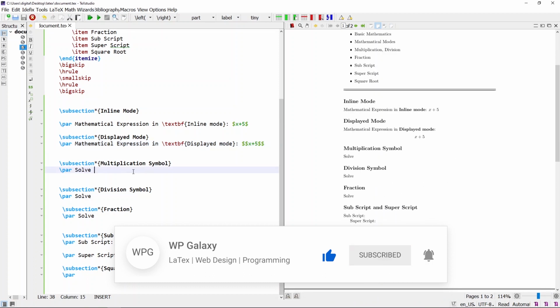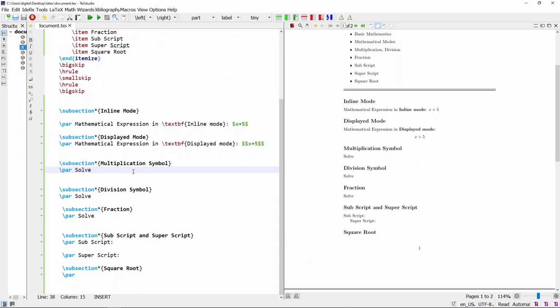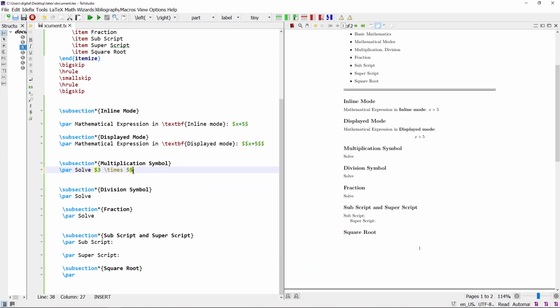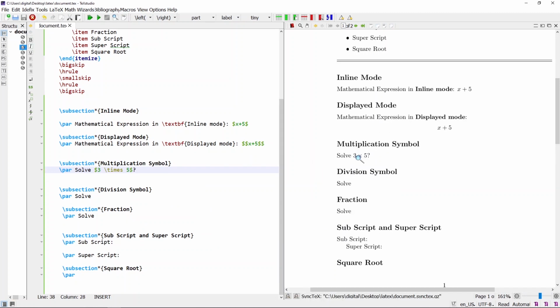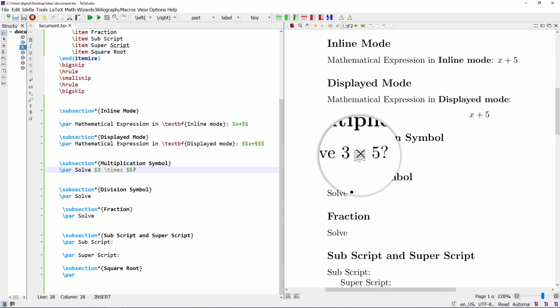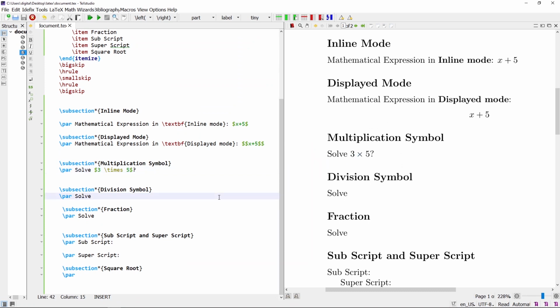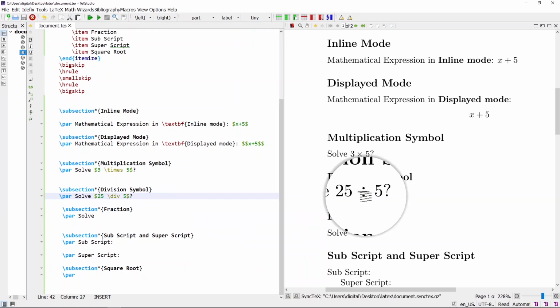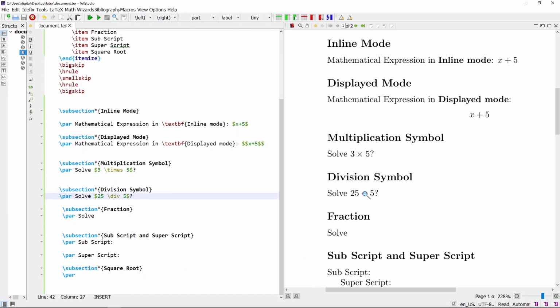To write the multiplication symbol in the expression, the times command is used. For example, 3 times 5. The multiplication symbol is coming here. Similarly, to write the division symbol, the div command is used. 25 div 5. 25 divided by 5 is coming here.